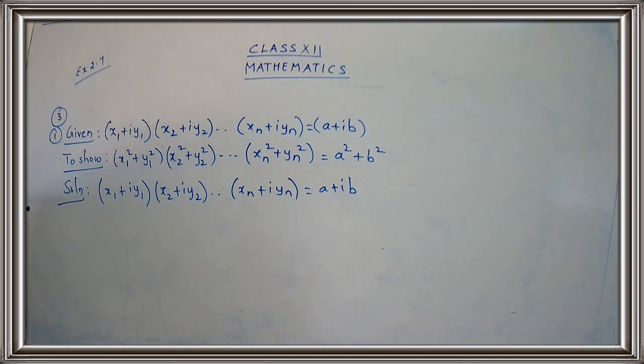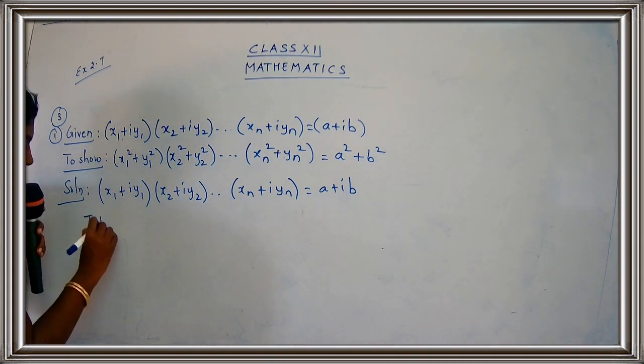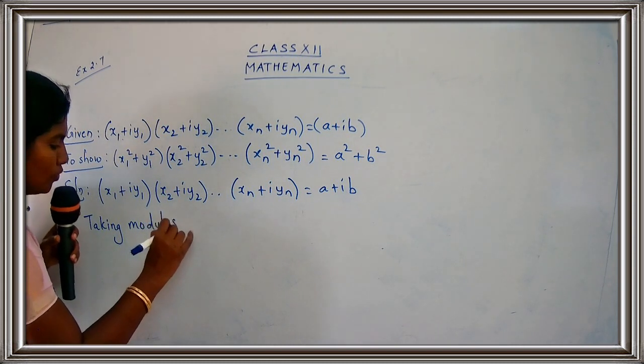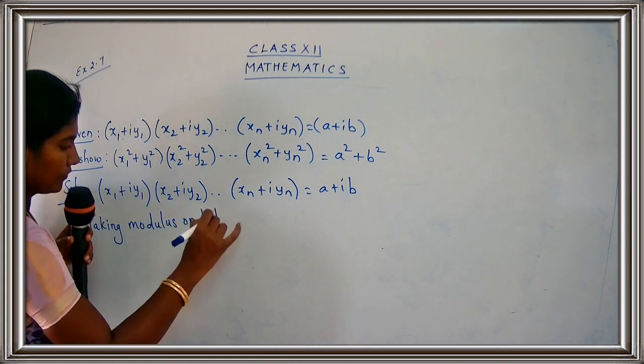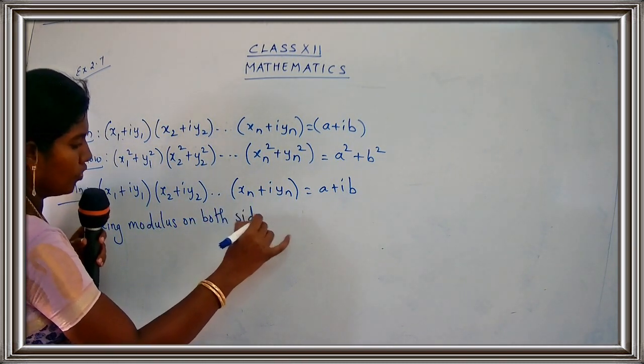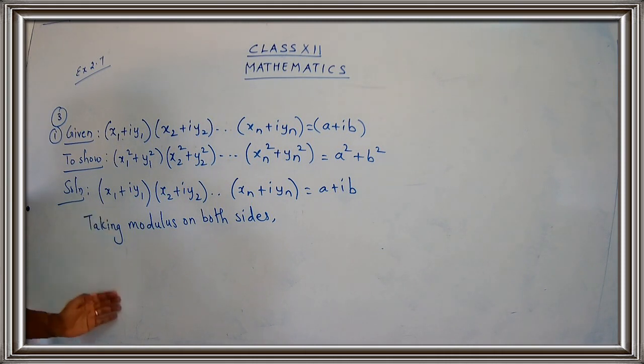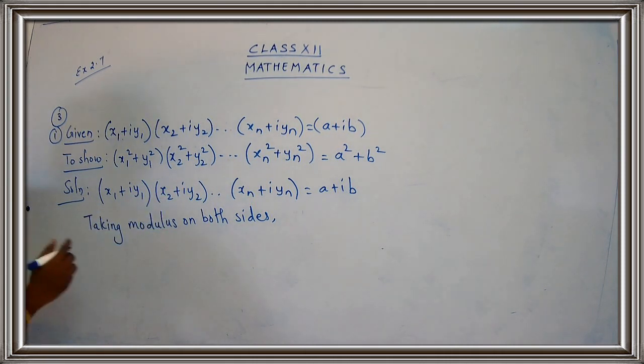So now what we are going to do here is, we are going to take modulus on both the sides. Write down taking modulus on both sides. So we have the LHS part and we have the RHS part. So we are going to take modulus on both the sides. So what do you get here?